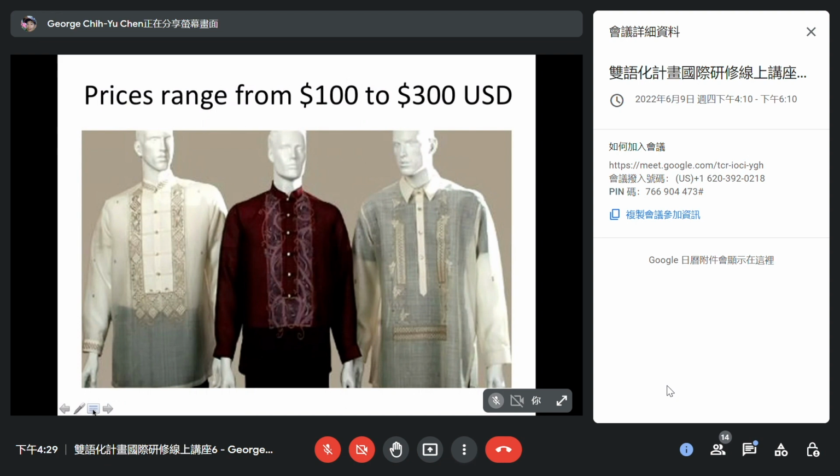And this is an example of Barong Tagalog. When I was in Philippines, I saw them for sale in a department store, and they are not cheap. The prices range from $100 to $300. That depends on craftsmanship and also depends on the embroidery on the shirt. As I said, it's translucent, so you have to wear an undershirt.